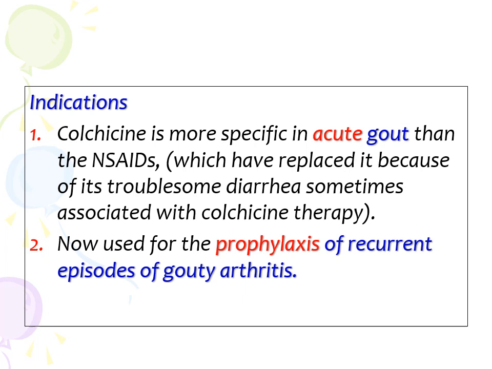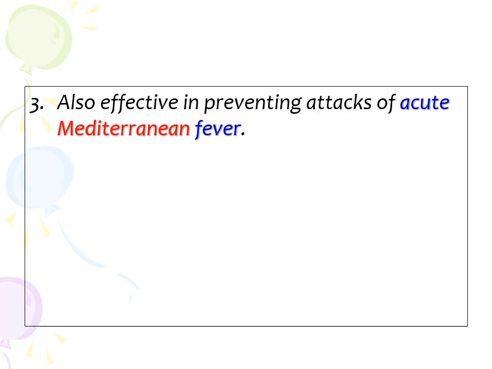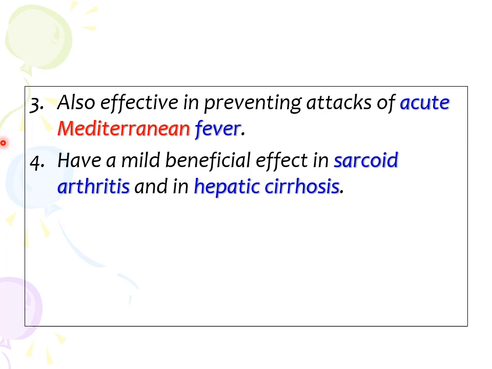And you know, it deposits uric acid in different parts of the body. Certain other places, they are also effective. Special indications of colchicine in addition to NSAIDs: one is familial Mediterranean fever. Then it is also written for sarcoid arthritis. I mean, these are additional indications for colchicine. So the main one is acute gout, and also hepatic cirrhosis. You have all heard of this, hepatic cirrhosis.